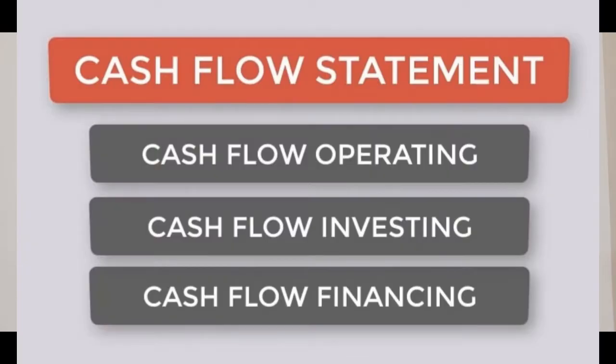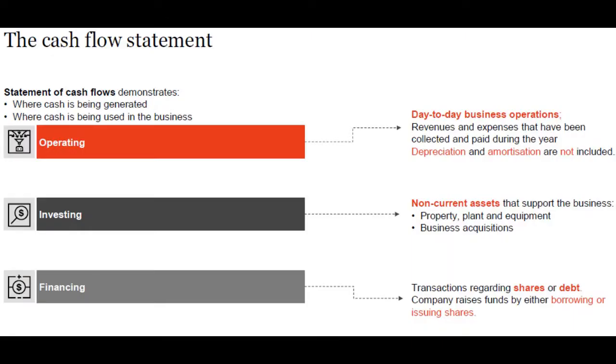Cash flow consists of three main parts: cash flow from operating activities, cash flow from financing activities and cash flow from investing activities. Let's understand them one by one. First, let's talk about the cash from operating activities. As its name suggests, it is cash from operations.